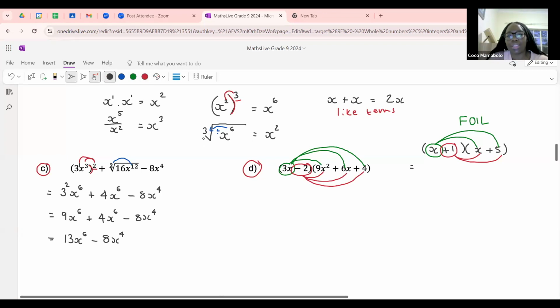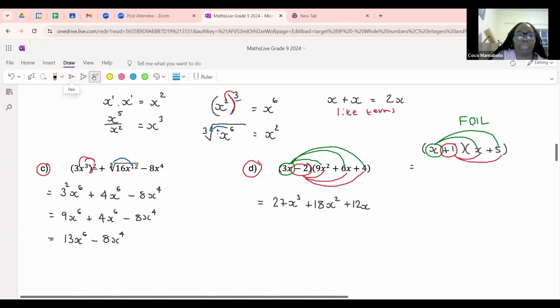Okay, so let's start at the beginning. I'm going to get 3x times 9x squared will give me 27, and then x times x squared will give me x cubed. And then I'm going to have 3x times positive 6x. That's going to give me positive 18, and then x times x will give me x squared. Okay, then I've got 3x times positive 4. That's going to give me positive 12x. All right, and we're done with all the top stuff.